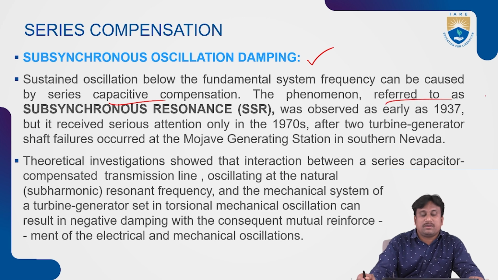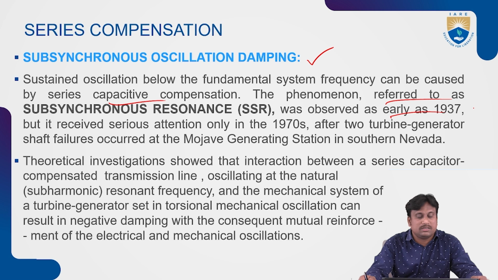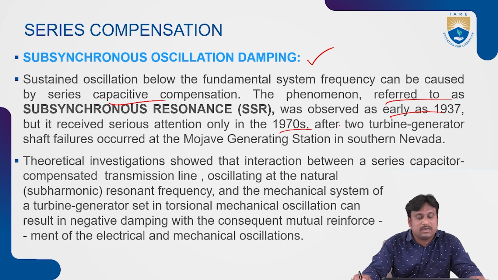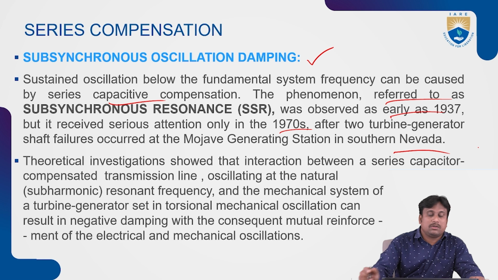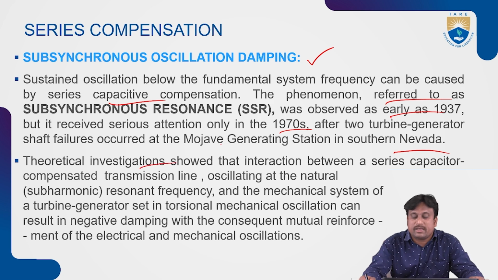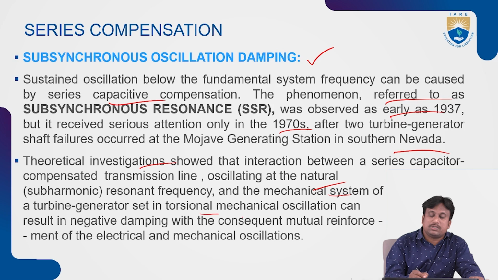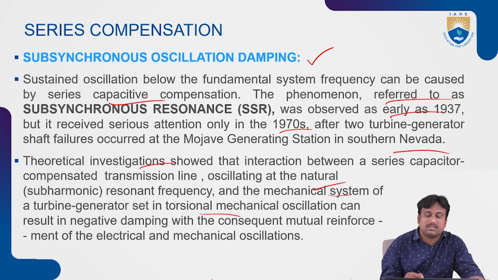So the phenomenon referred to as subsynchronous resonance was observed as early as 1937, but it received serious attention only in the 1970s after two turbine generator shaft failures occurred at a generating station in southern Nevada. Theoretical investigation shows that interaction between the series capacitor transmission line oscillating at the natural resonant frequency and the mechanical system of the turbine generator, that is, torsional mechanical oscillation, can result in negative damping of the system.